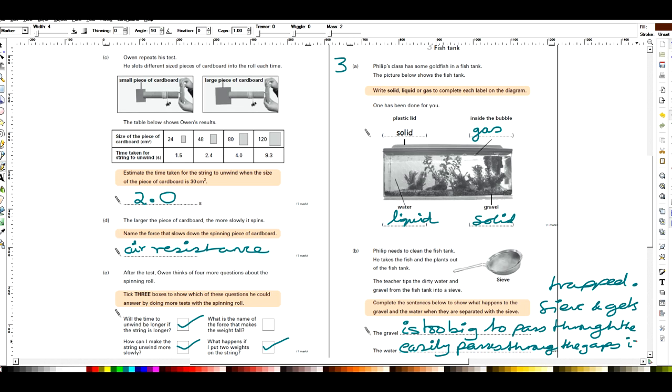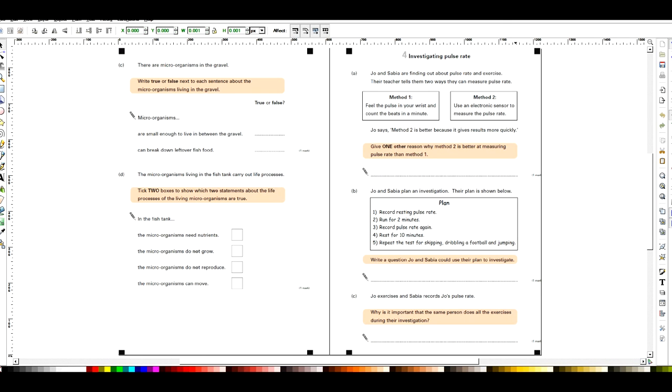Okay, that one's done. Well, we're happy with that. So the water can pass through the gaps in the sieve, whereas the gravel is too big, it gets trapped by the sieve. Okay, lovely. Beautiful. Let's just quickly pause it. There are microorganisms in the gravel.